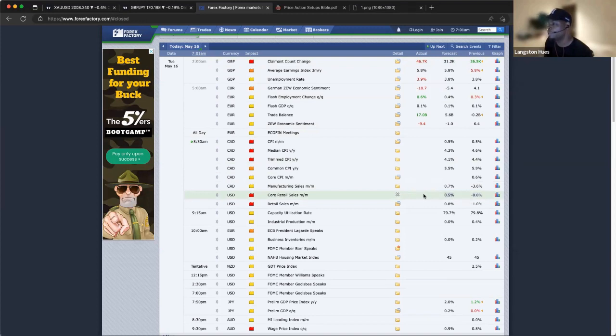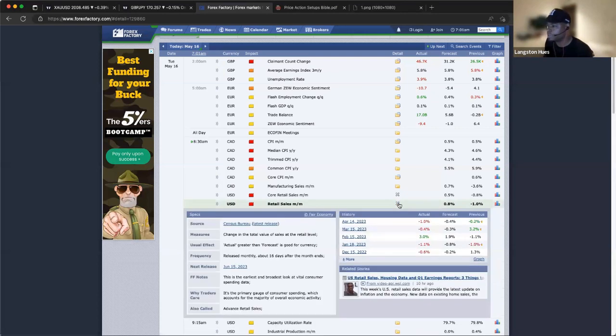So if the actual numbers come out at 8:30 to be less than 0.5%, that's bad for the currency, which means that it can result in gold driving up. Does that make sense, everyone? If this forecast at 0.5% is 0.4, 0.3, 0.2, 0.1, and sometimes even if it's just the same as 0.5, if it's negative anything, that means that it's bad for the US dollar, and it means gold will start driving up. Let's look at these retail sales.